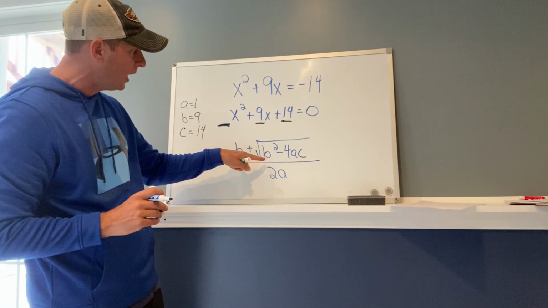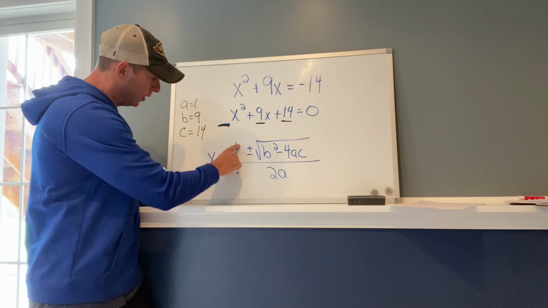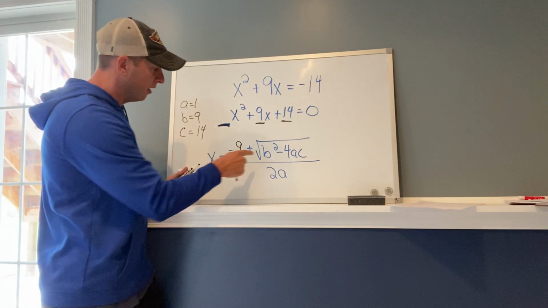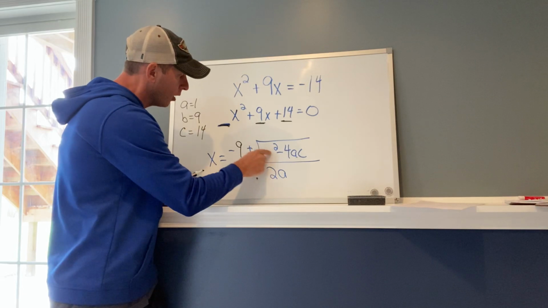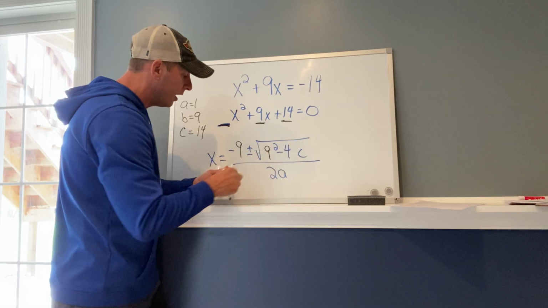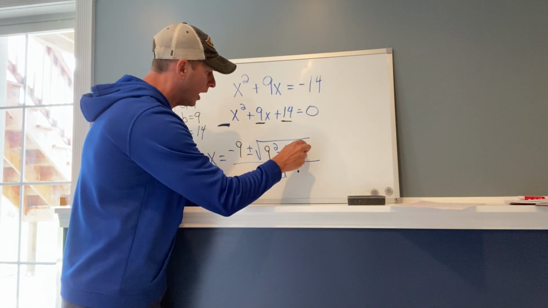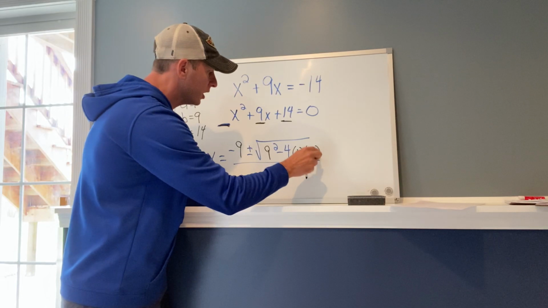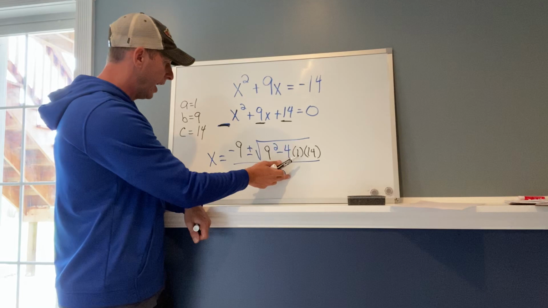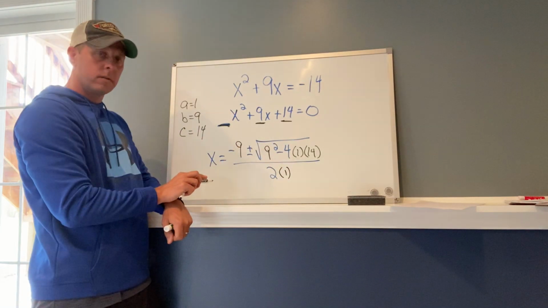Wherever I see a B, I'm going to plug in 9. So instead of B, we're going to have a 9. Instead of A, we're going to have a 1. And instead of C, we're going to have 14. Okay? Instead of an A over here, we're going to have a 1.